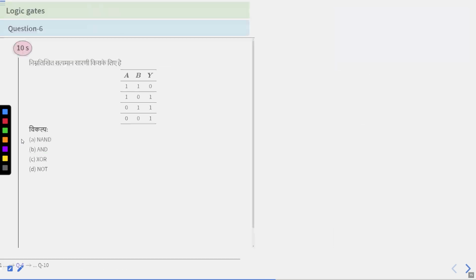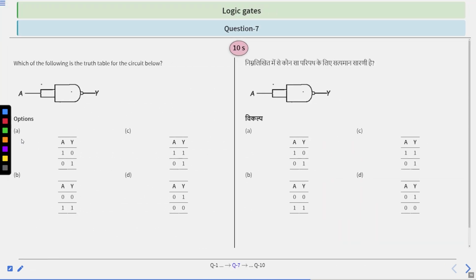Next question. Question 7. Which of the following is the truth table for the circuit below? So this is the logic gate. Here the input is A and output is Y. So which of the following is the correct truth table?